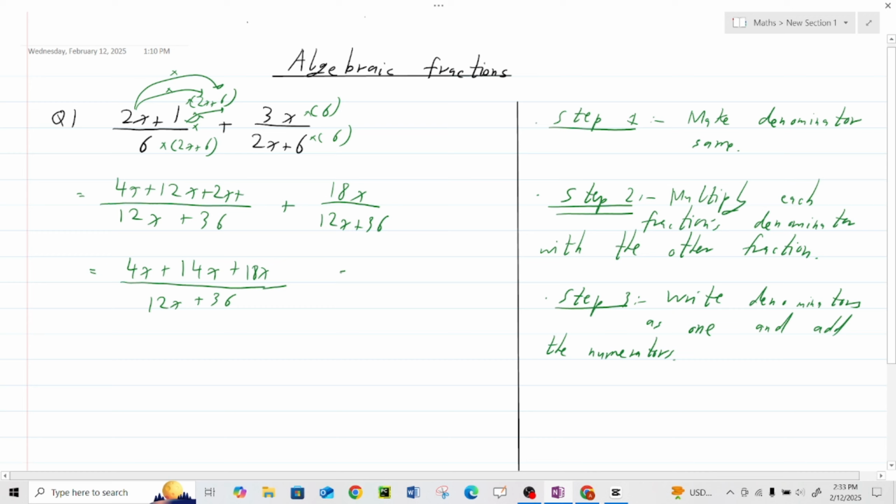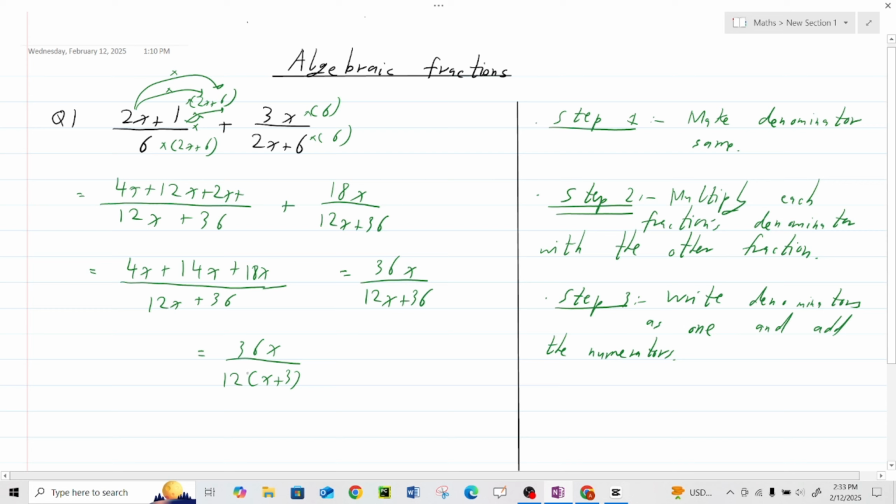Got that out of the way. Let's simplify this. 14x plus 18x is 32x, and 32x plus 4x squared... so the numerator is the sum of those terms, divided by 12x plus 36. That's our answer. Now if someone says that you have to simplify it, I can simplify it further. Let's first take the common part on the bottom. We could take 12 common, so I'd have x plus 3.